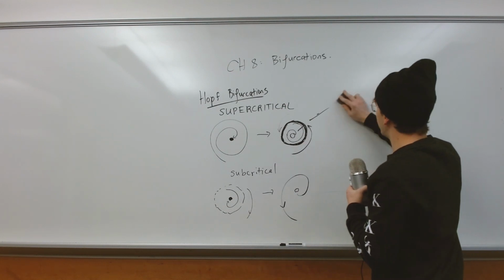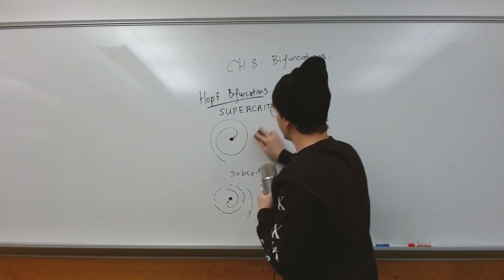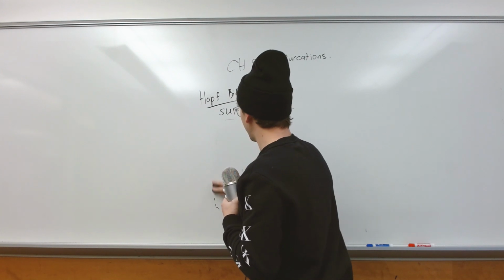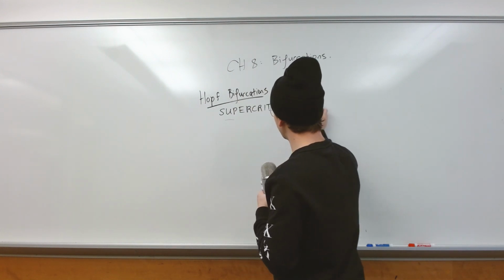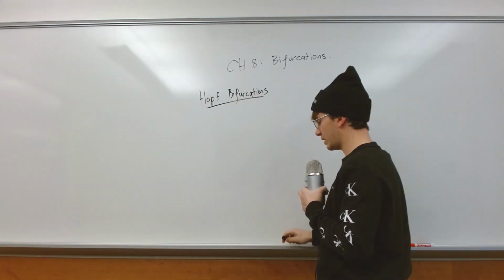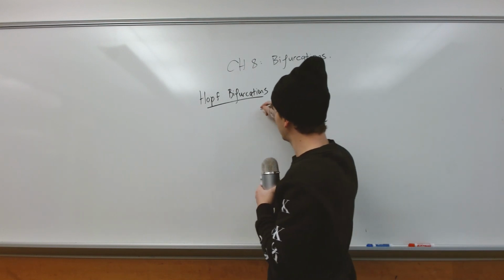So that covers the Hopf bifurcations. There's also one other kind of Hopf bifurcation, and this is a special one, and I think it's called degenerate.